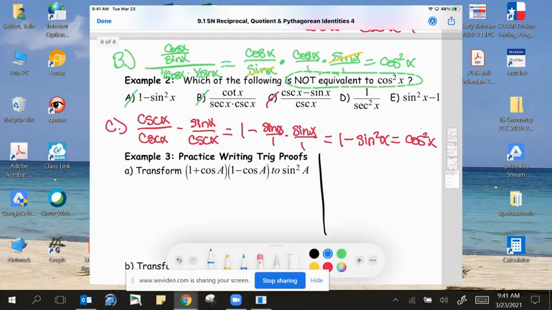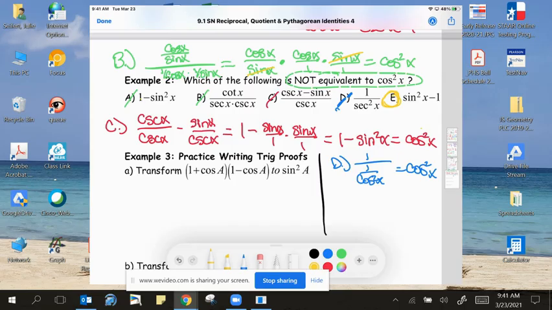On part D, we have 1 over secant squared x. Okay, that's 1 over 1 over cosine squared x, which is cosine squared x. Secant is the reciprocal of cosine, so 1 over secant squared is cosine squared. So again, D is not equivalent. Okay, that leaves E as the correct answer, meaning it's not equivalent to cosine squared x.